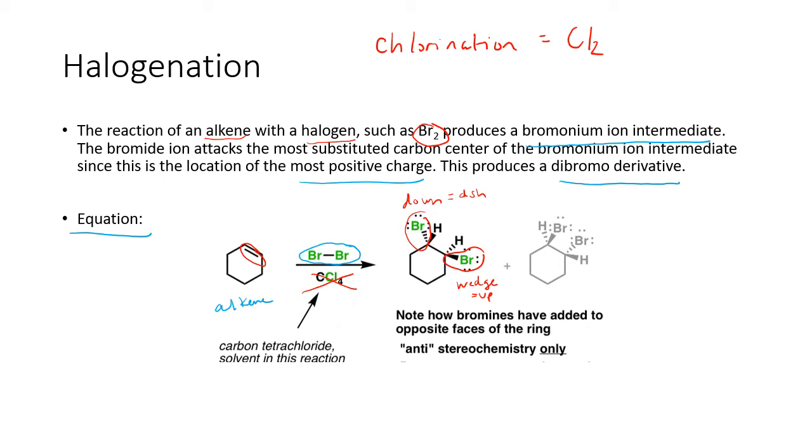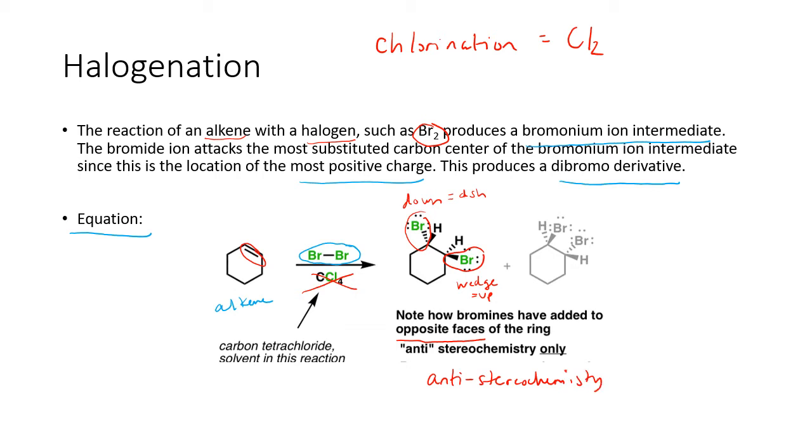But regardless of which one's wedge and which one's dash, notice that they're opposite. One is wedge and one is dash. So what that tells us is that the bromines are added to opposite faces of the ring. They're not both down or both up. So what this is called is anti-stereochemistry.